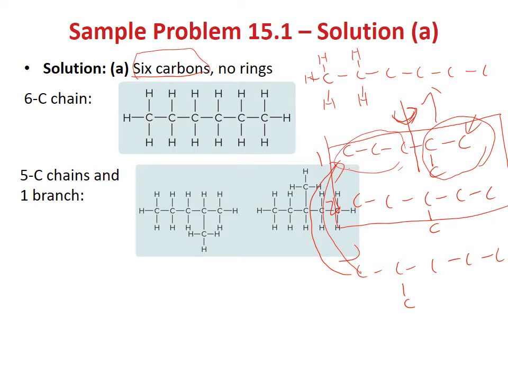Okay, let's reduce 5 to 4. So a 4-carbon chain and 2 branches. So 1, 2, 3, 4. Again, we cannot add to the end because that will go to a 5-carbon chain. So one possibility is we add a carbon here, and another carbon here. That gives you a total of 6 carbons. So that's one arrangement.